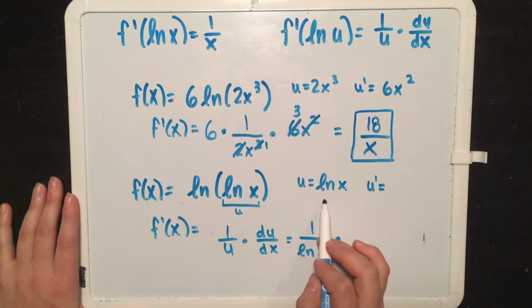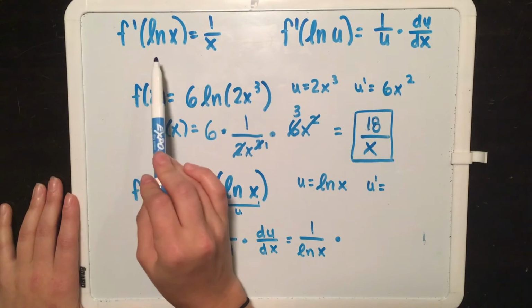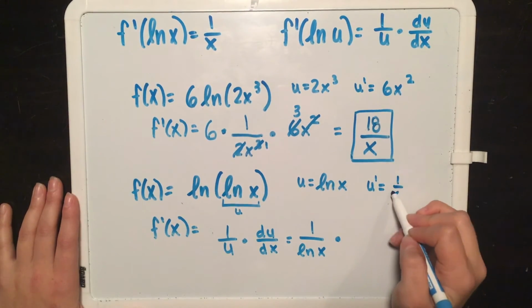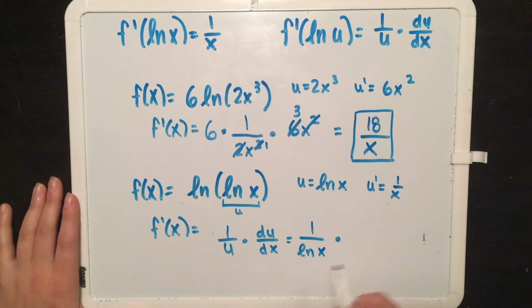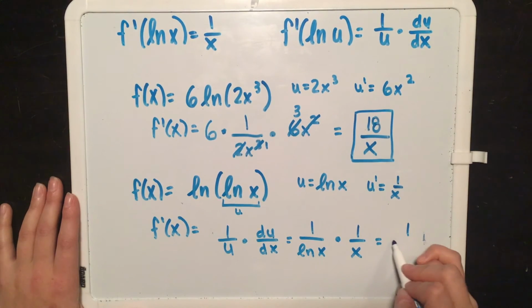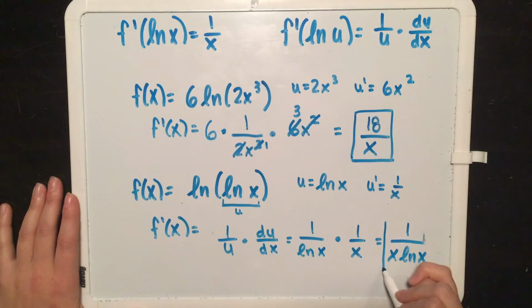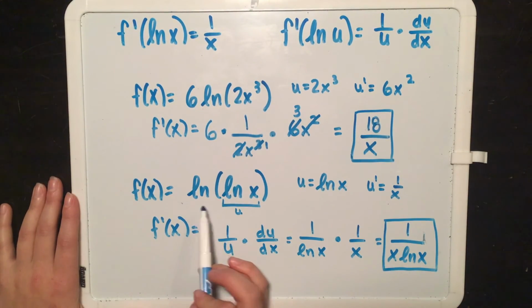What's the derivative of natural log of x? If we look at the top of the screen, the derivative of natural log of x is 1 over x. So that becomes our derivative term, so we multiply that times 1 over x, and when we combine, our solution is 1 over x ln x. And that is the derivative of natural log of x.